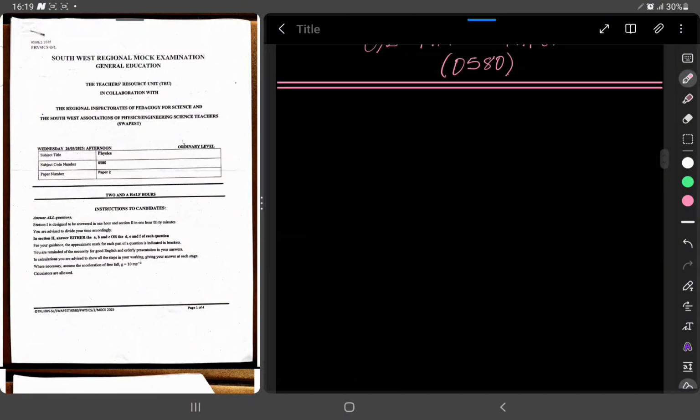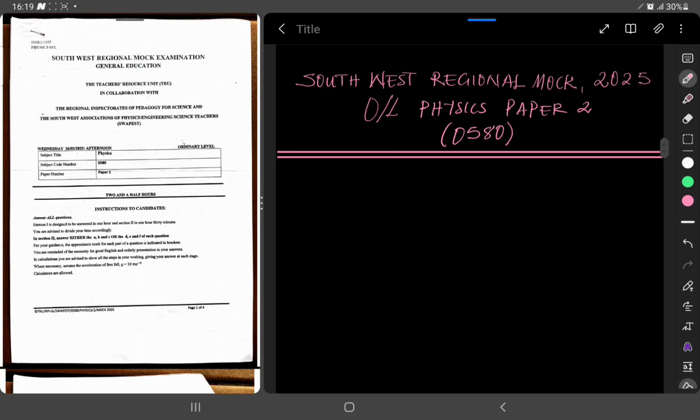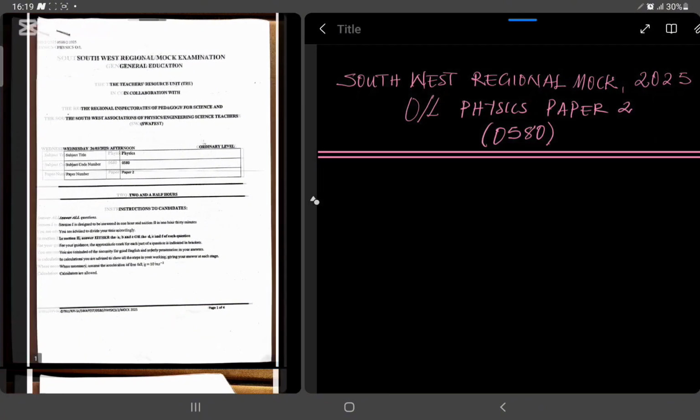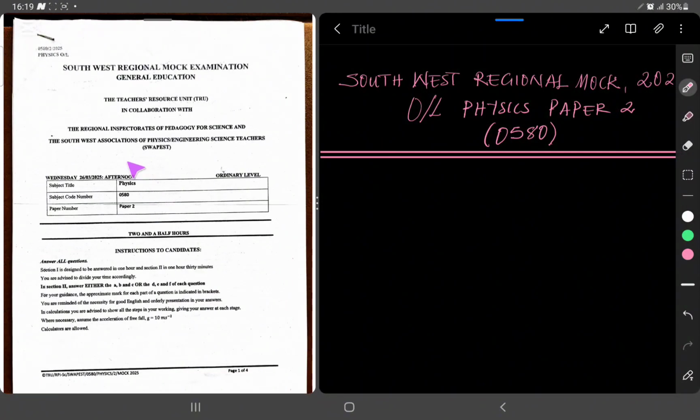So today we'll be looking at the Southwest Regional Mock 2025, particularly ordinary level physics paper 2, 0580. Now to the left of my screen we have the question paper. This paper was written on Wednesday, the 26th of March 2025, afternoon session. Normally, the paper is designed to be answered in 2 hours 30 minutes. Instructions to candidates: please always read the instructions vividly before you answer the questions, because normally the instructions give you a guideline on how to answer the questions.